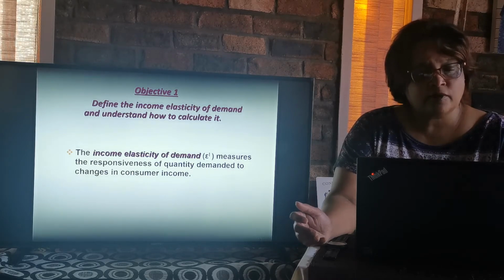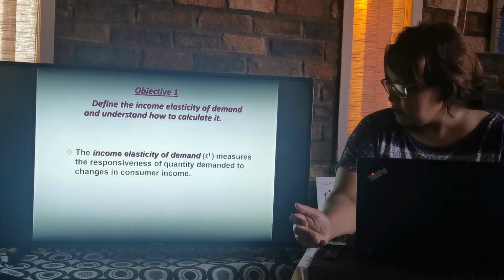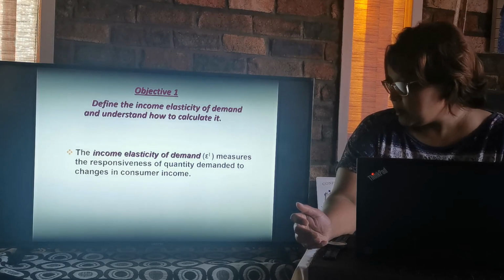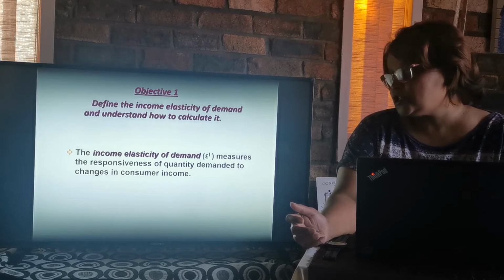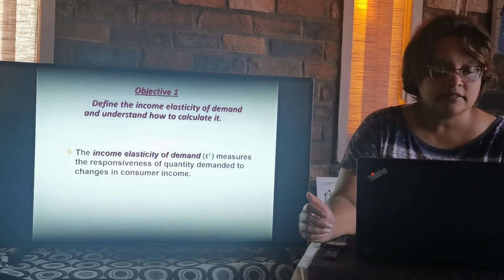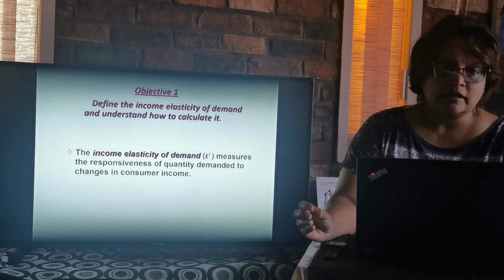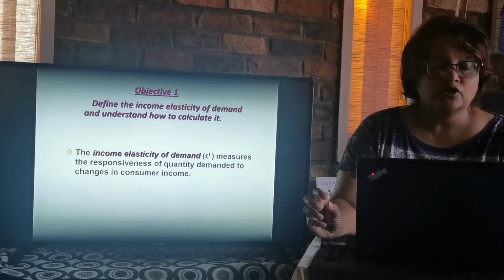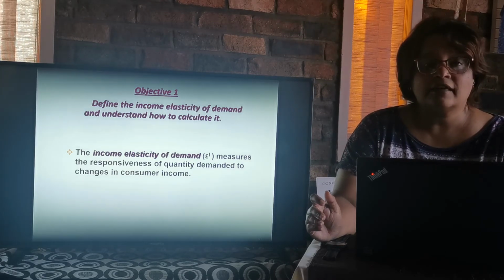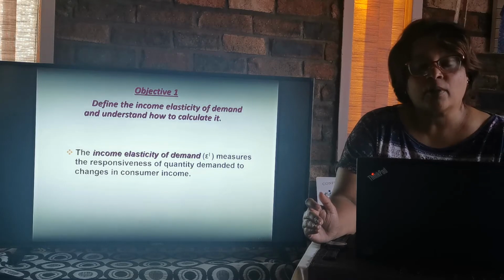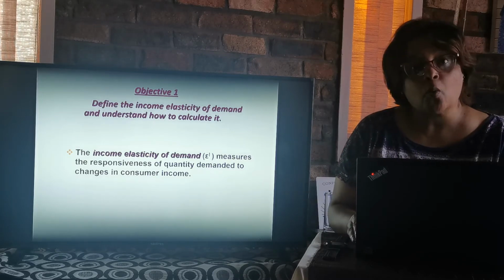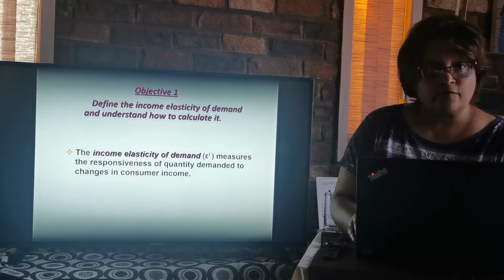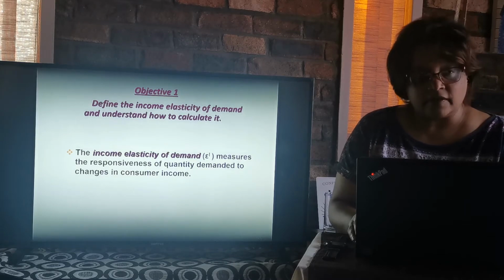Income elasticity of demand, which we'll write as E with a little I on top, measures the responsiveness of the quantity demanded to changes in your income as a consumer. So depending on what the consumer earns, that is going to determine how much the consumer is going to want to buy of a specific product, or even what to buy for that specific income.